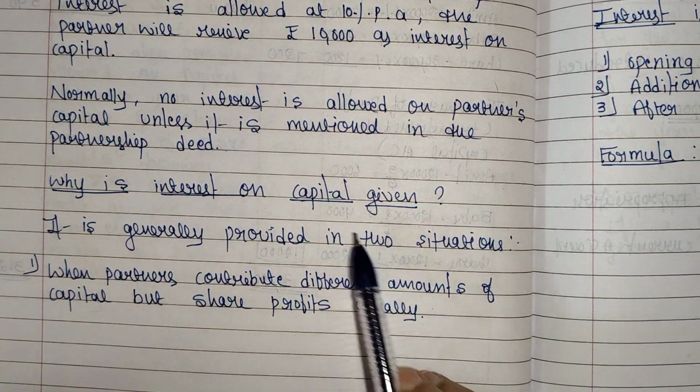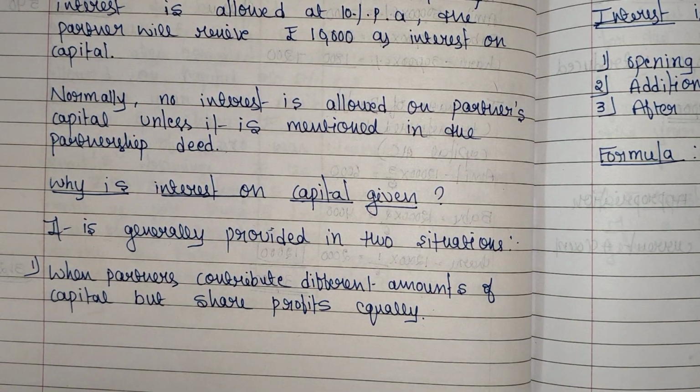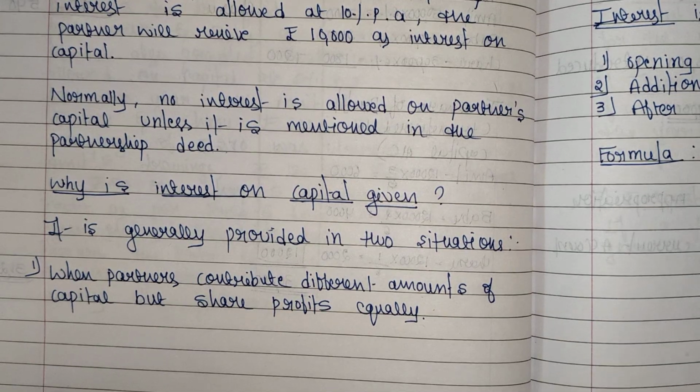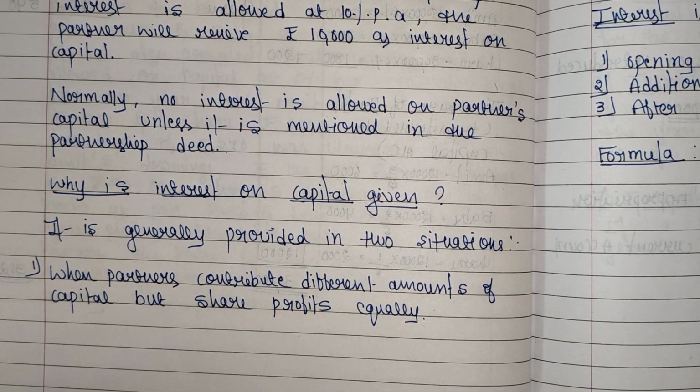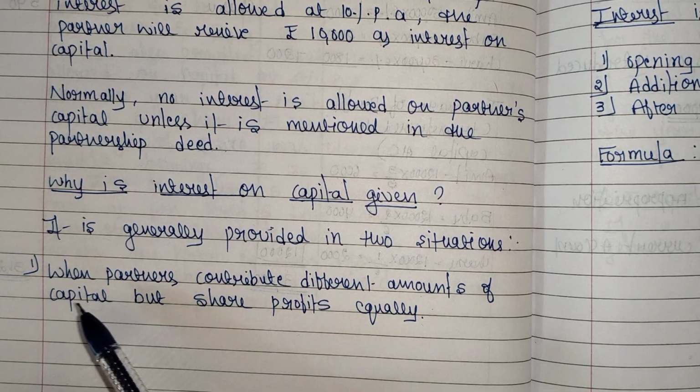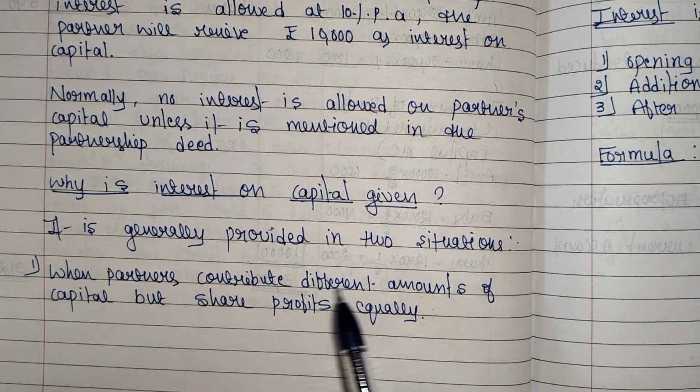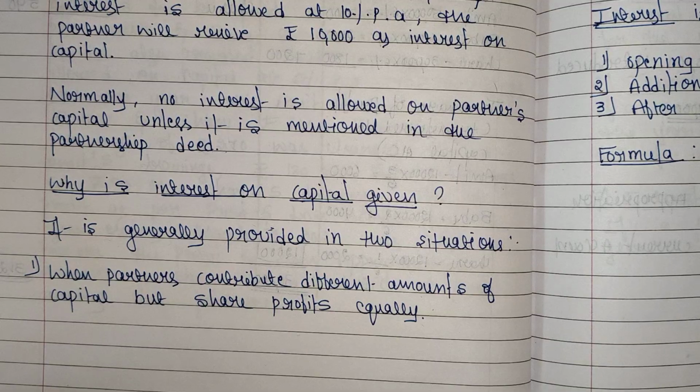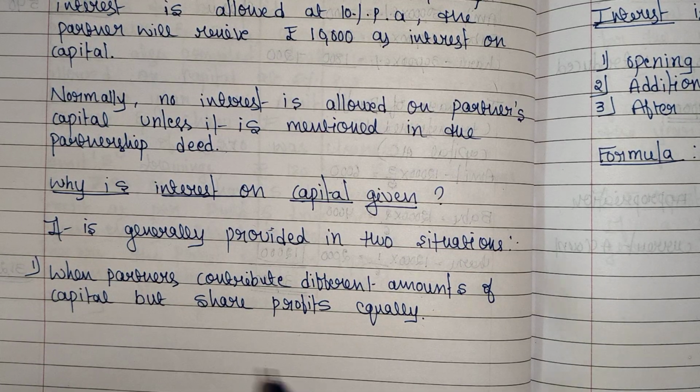Now, why is interest on capital given? What is the reason the firm will give interest on capital to the partners? There are mainly two situations. The first one is when partners contribute different amounts of capital but share profits equally.